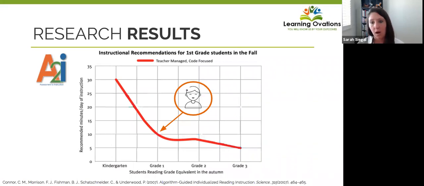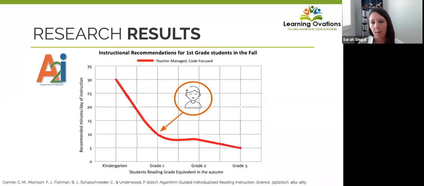What our work has found is that children can enter a classroom with a number of different profiles: high word recognition, low vocabulary, high on both, and all of these have different implications for what they need to receive from the teacher. Here's one simplified example. This red line represents the amount of time a student entering a first grade classroom needs to spend on teacher-managed code-focused instruction. When we say code-focused, we mean anything that has to do with phonics, decoding, turning those sounds and letters into actual words that they're reading.